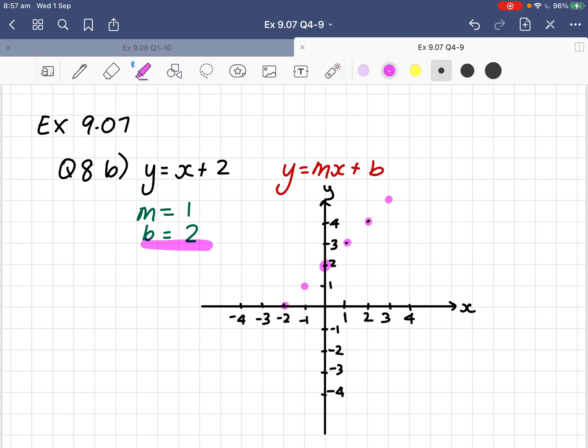What I then am going to do is draw a straight line through my points, super straight, and then add arrows on the end, and label my equation y equals x plus 2, like so.